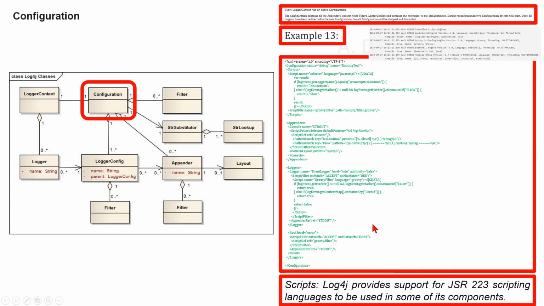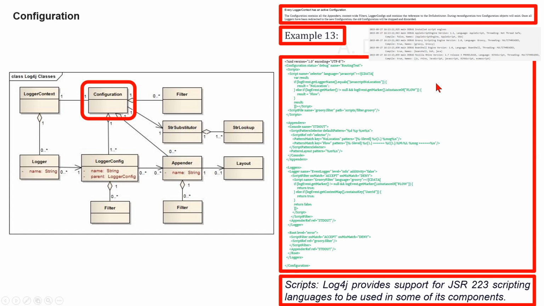You can see this as example 13, the scripts. Log4j provides support for JSR 223 scripting languages to be used in some of its components. Any language that provides support for a JSR 223 scripting engine may be used.